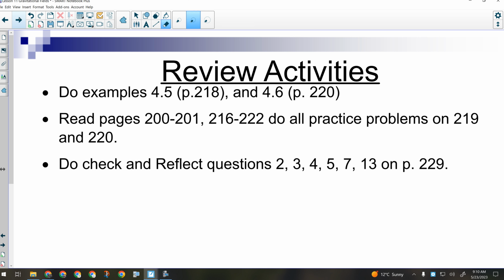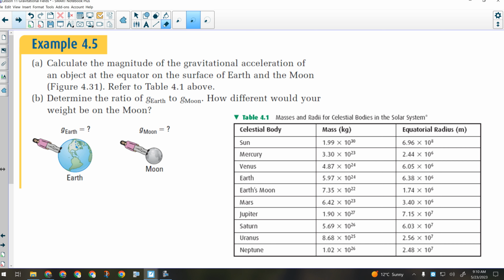All right, so we're going to look at a couple of examples. There's nothing difficult about gravitational field strength. In fact, it's probably one of the easier concepts in this whole unit. Okay, so it won't take us very long to get through it. Okay, so let's calculate the magnitude of the gravitational acceleration of an object at the equator on the surface of Earth and the moon, but we won't use their numbers, okay, for this one.